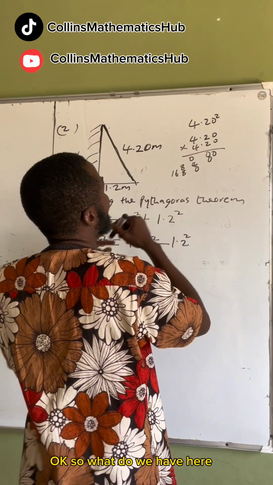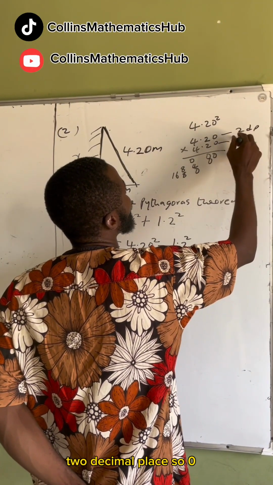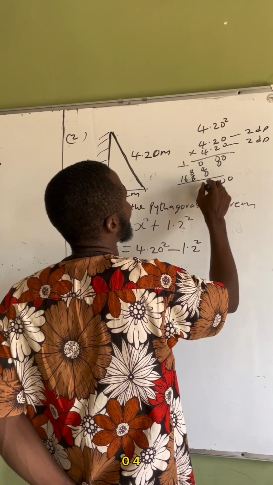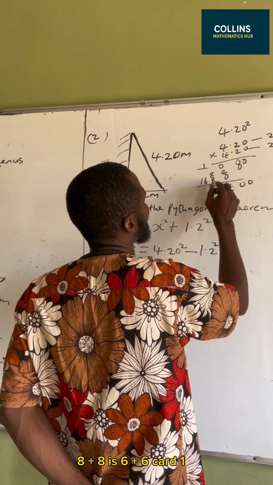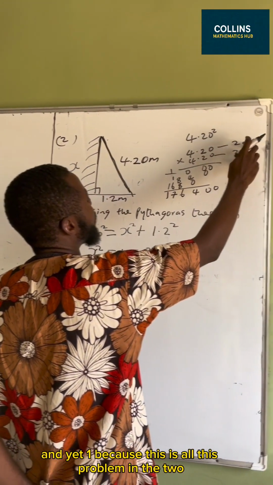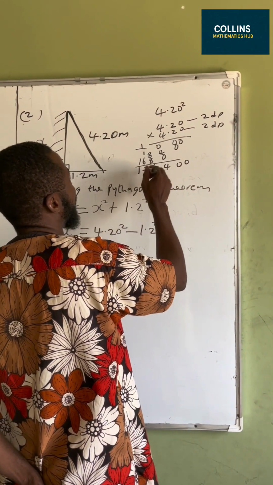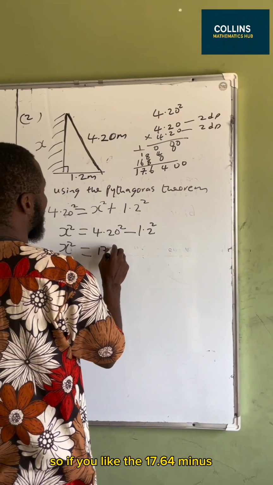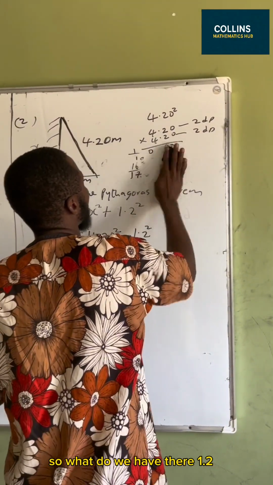Okay, so what do we have here? Remember, this is 2 decimal places, 2 decimal places. So 8 plus 8 is 6, put 6, carry 1, yes 7, and yes 1. Because this is 4 decimal places, that 2 in that 1 is that 1, 2, 3, 4. So it will now give 17.64 minus. So what do we have then?